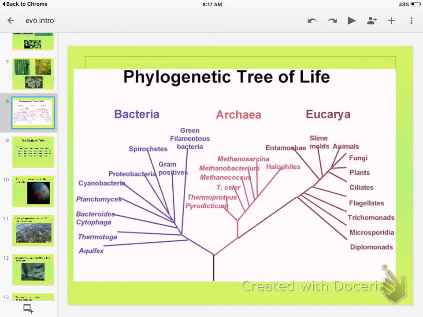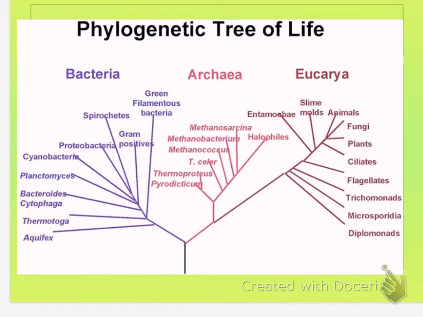So the way that it all lines up, if we line all living things up, there's this beautiful thing called a phylogenetic tree of life. And it's like a family tree that you might have seen.